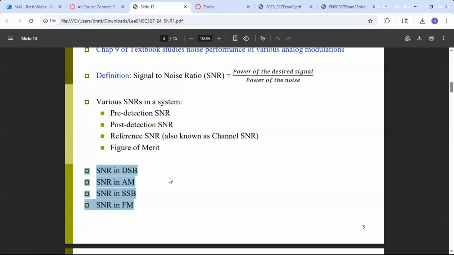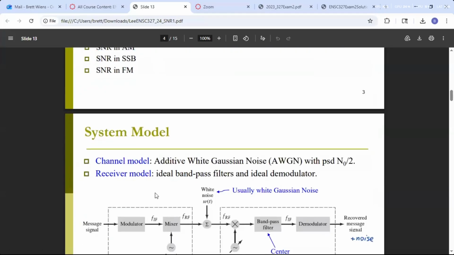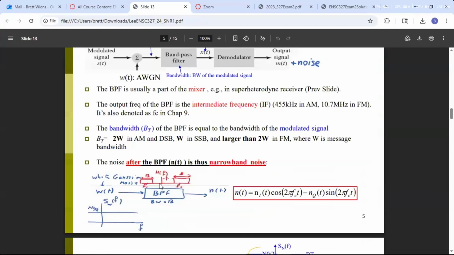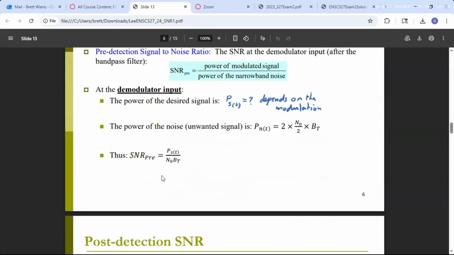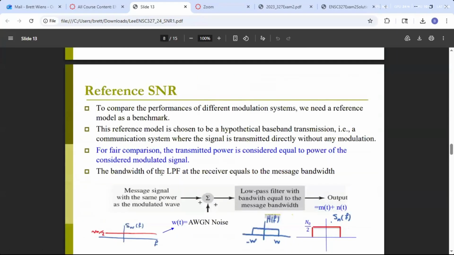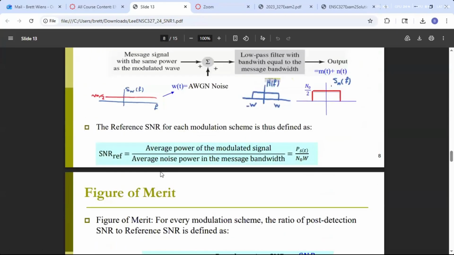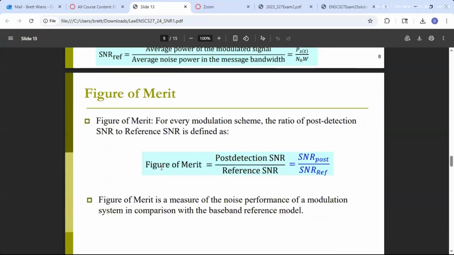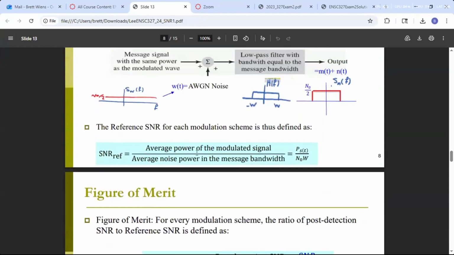All of these slides are kind of going through the derivation. The main thing you really need to worry about for the exam, though, is just going to be the actual formula in the end, right? So here is the reference SNR, right? So reference SNR for all these modulations is one of the things that you'll always need to have on your formula sheet, right?